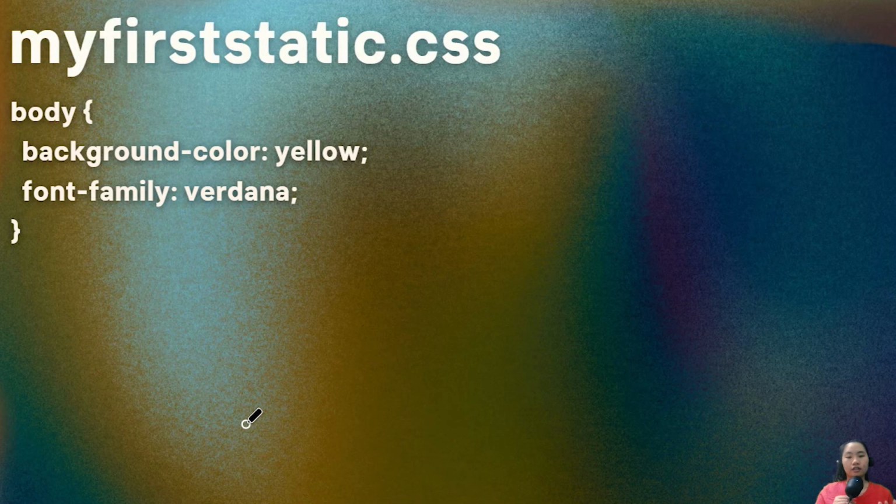Moving on, let's edit. Let's modify our first static file. I have the body, I have the background color yellow, and the font family is Verdana. All right. Since this is just CSS, if you're familiar with CSS, it's just CSS. There's nothing else. We have the background, we have the font family. We're not going to do anything like HTML, okay?